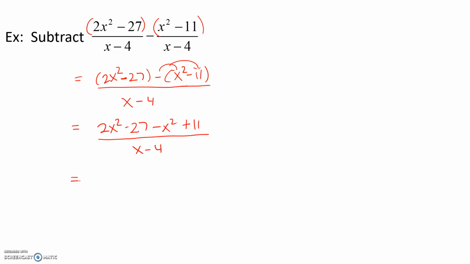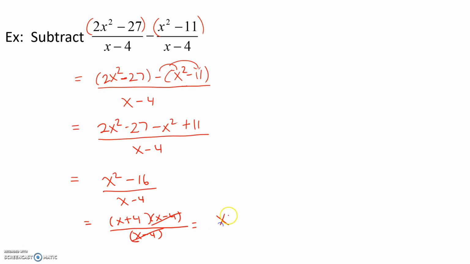Let's combine our like terms. We have 2x squared minus x squared, which is x squared, negative 27 plus 11, which is negative 16, and that is all over x minus 4. The x squared minus 16 is a difference of squares, so we can factor this as x plus 4 times x minus 4, and we still have an x minus 4 on the denominator. Now the x minus 4 and the x minus 4 divide to be 1, and the final answer is going to be x plus 4.